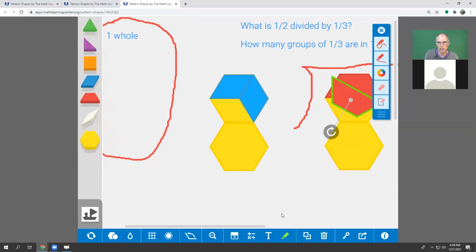Ooh, does it let me color these? I haven't tried that yet. Has anyone tried that here? There is a color button. What's it do? Does that color things? Oh, I can color them. Let me get purple. Ooh, that's cool.